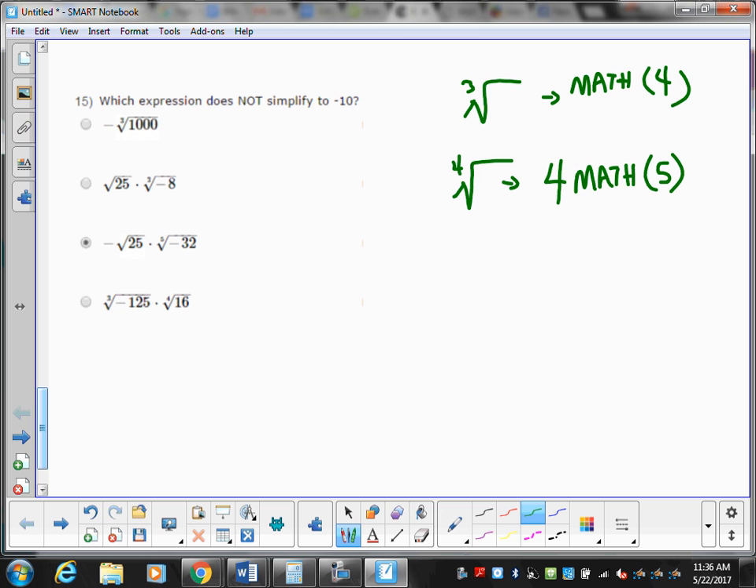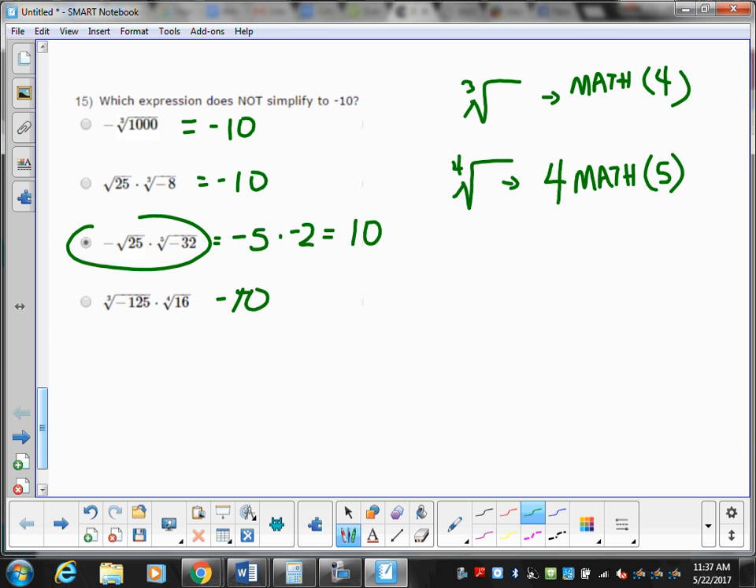So when you plug all those in, just plug them into your calculator. These 3 all equal -10. And so those are not your answers. This ends up being -5 times -2, which is a positive. So that one is the answer we're looking for because it does not simplify to -10.